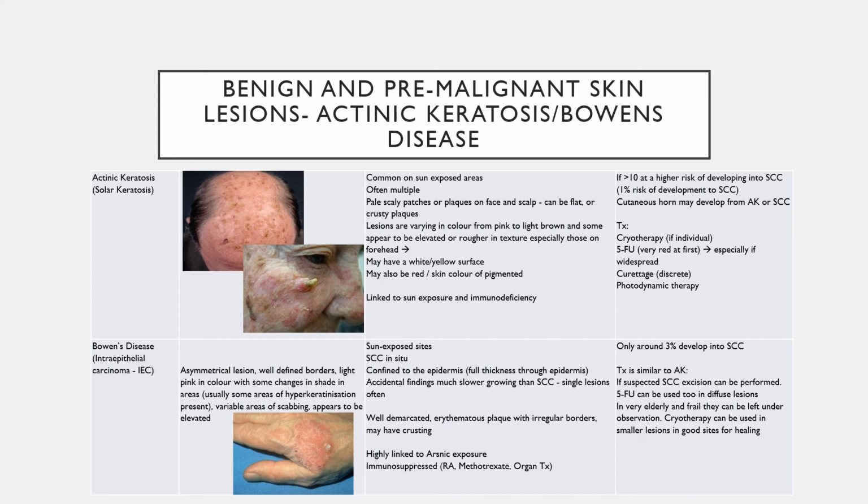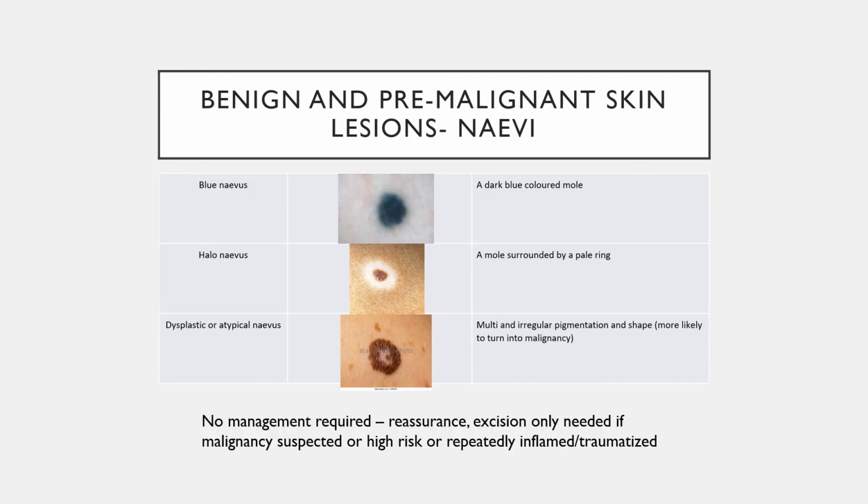You can get these things called blue nevi, which is a dark blue colored mole. You can also get halo nevus, which is a mole surrounded by a pale ring, and you can then get dysplastic or atypical nevi. It's good to keep an eye on these ones because they tend to have irregular pigmentation, and they're the ones that are more likely to turn into a malignancy. So if you have any that you're worried about like this, good to just keep under observation. Most of these though don't require any management, purely reassurance.